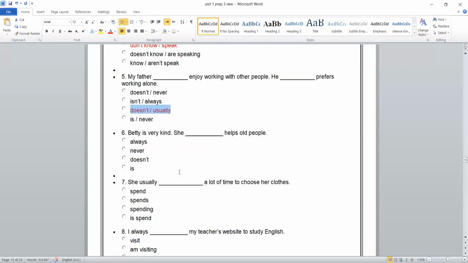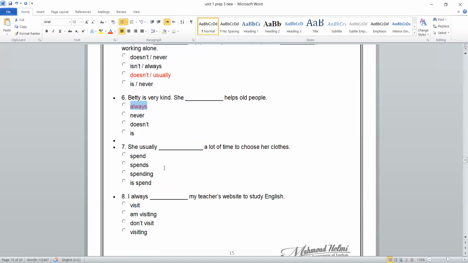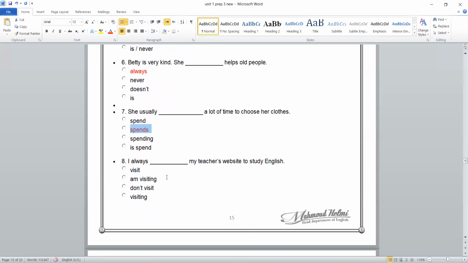Betty is very kind. She blank helps all people. She always, she never, she doesn't, she is. Since she is very kind, she always helps. She always helps. Good. She usually blank a lot of time to choose her clothes. Spends. Yes, that's right. I always blank my teacher's website to study English. Visit, I'm visiting, don't visit, visiting. Of course, the right answer: I always visit.